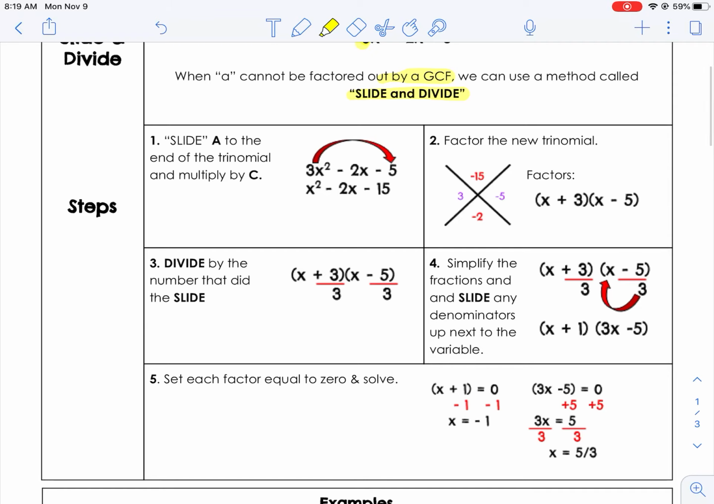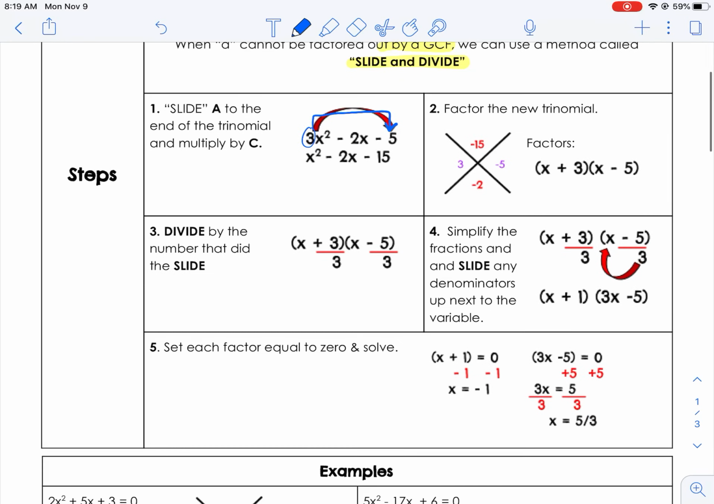So the first thing that we're going to do is slide our a term to the end of the trinomial. So if my a term is 3, in this case I'm going to slide it over, and I'm going to multiply it by my c term. So my new trinomial is going to be x squared minus 2x minus 15. So you slide to the end and multiply. The next step is going to be to just factor that new trinomial like normal.